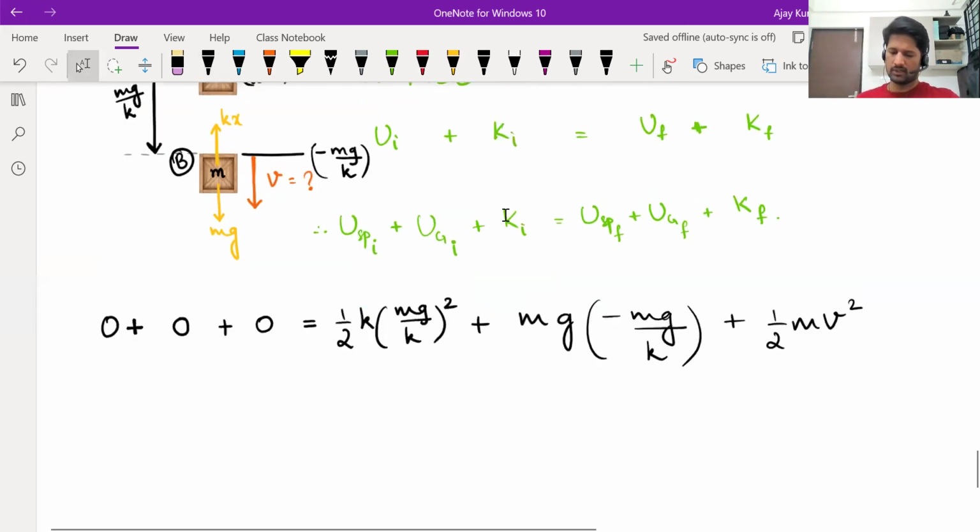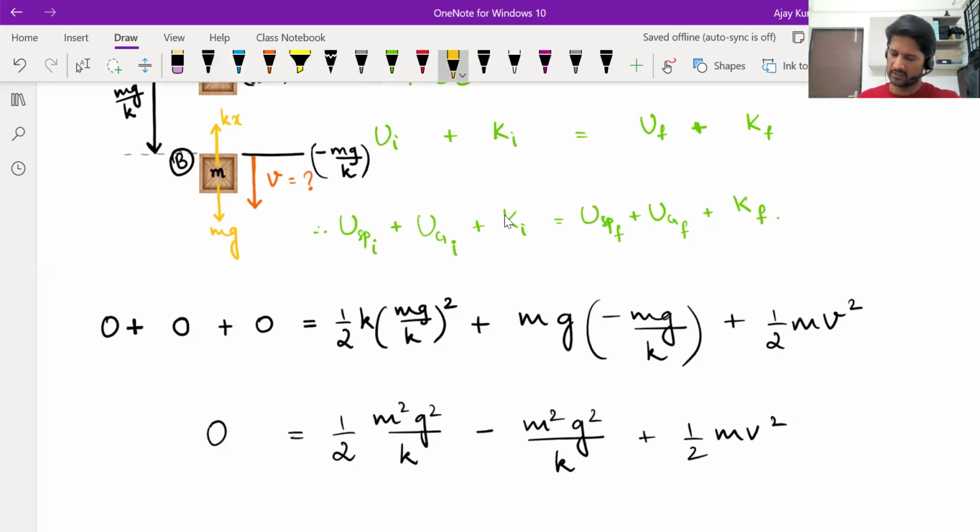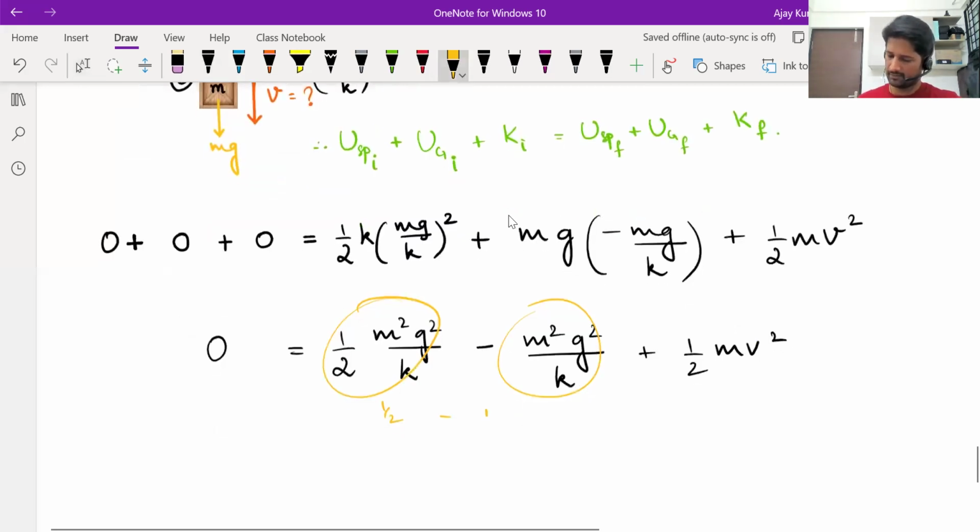Okay. What is left is just simplification. Left hand side is 0. Right hand side, first term, k into mg/k whole square is m square g square by k square. One k will get cancelled. You will be left with half m square g square by k. Second term, plus into minus is minus. Numerator is m square g square. Denominator is k. Third, half m v square. Now you observe the first and second terms. It's half m square g square by k minus m square g square by k. It's like half minus 1. Half minus 1 is minus half.